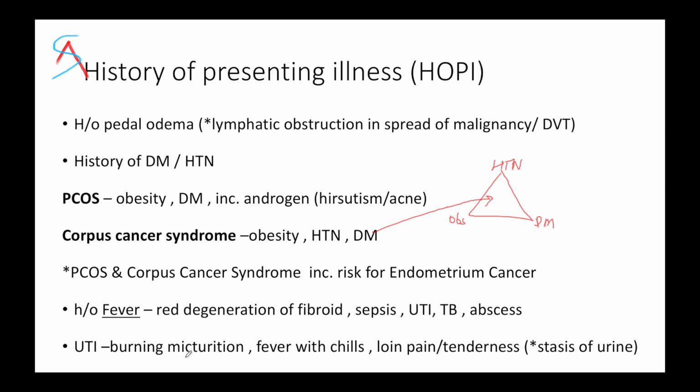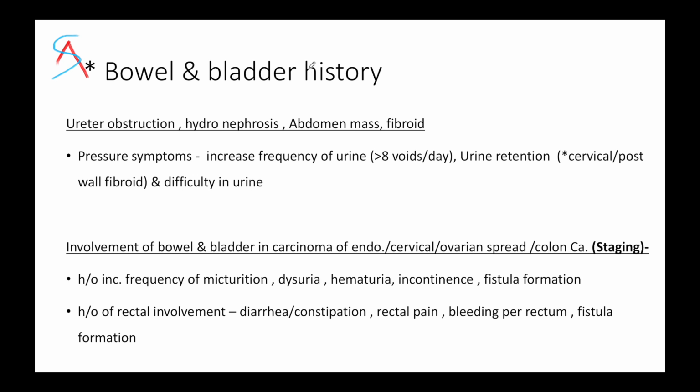In UTI, you have to ask about burning micturition, fever with chills, loin pain. Bowel and bladder history, generally we ask this in the personal history, but here we have to ask it before, because in fibroid and all, it can cause pressure symptoms, which will result in increased frequency of urine. You call it increased frequency when it is more than 8 voids per day, and there will be urine retention, especially if it is a cervical or posterior wall fibroid.